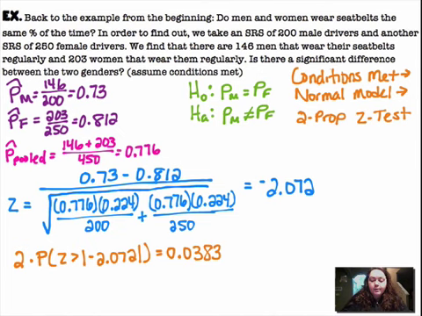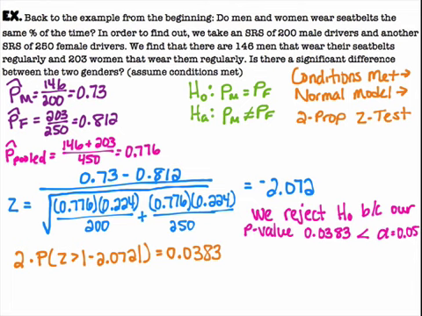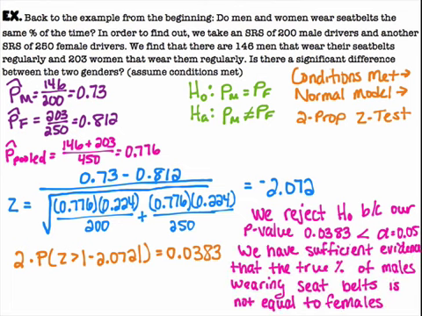So my p-value is pretty low. I'm assuming an alpha value of 5% since they didn't give me one. So we would reject the null hypothesis because our p-value of 0.0383 is less than our alpha value of 0.05. Therefore, we have sufficient evidence that the true percent of males wearing seatbelts is not equal to the percent of females wearing seatbelts.